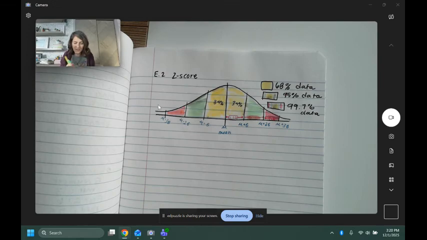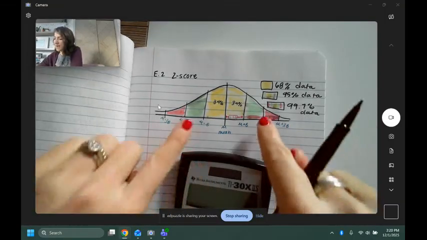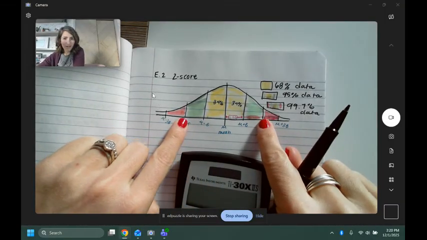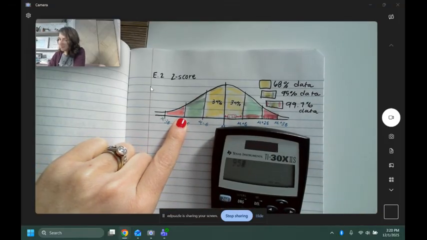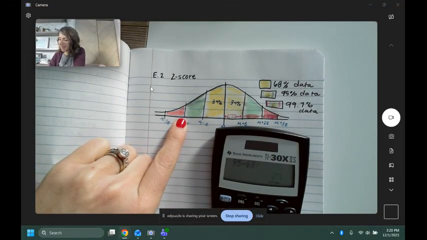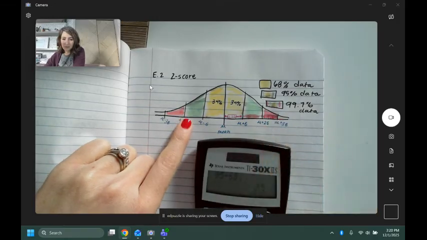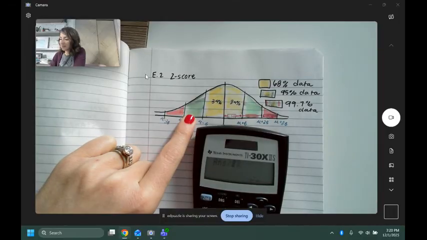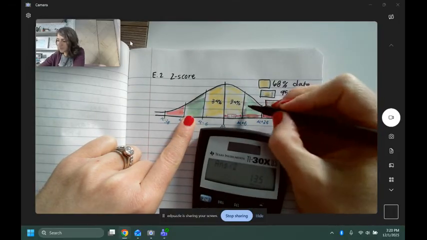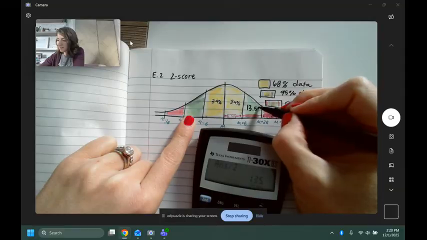Let's fill in these other marks here. Okay. So if 95% of all my data is here, 68% is right there. So if I go 95 minus 68, that means there's 27 percent in these two places. If I divide that by 2, I'm going to get 13.5%.